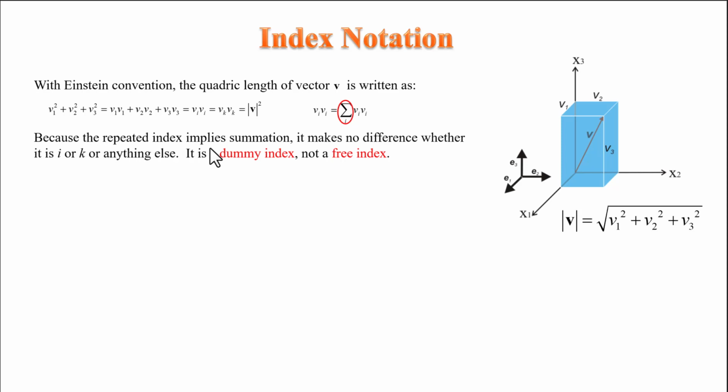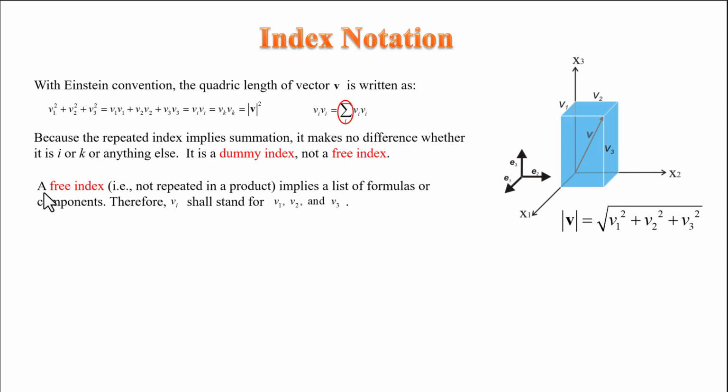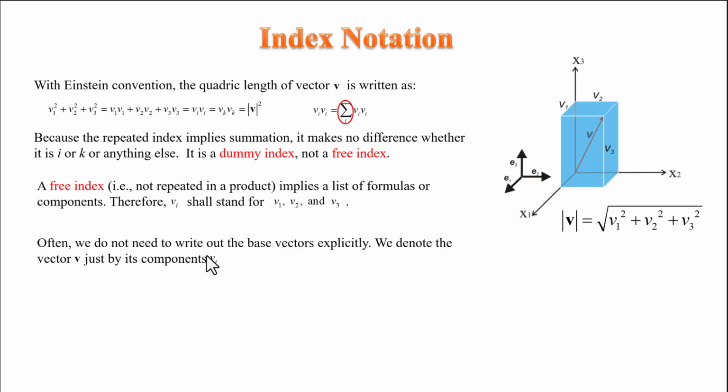Because the repeated index implies summation, it makes no difference whether it is an i or k that is repeated. A free index is an index that is not repeated in a product. That means a list of formulas or components. Therefore, v_i stands for v1, v2, v3. So i is a list of all the components. Often we do not need to write out the base vectors explicitly. We denote the vector V just by its components, v_i.